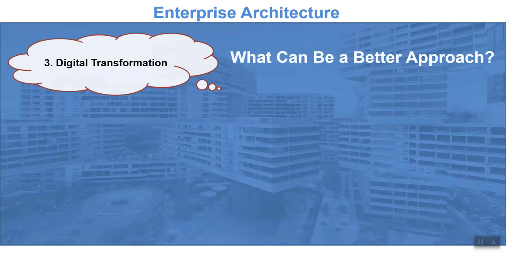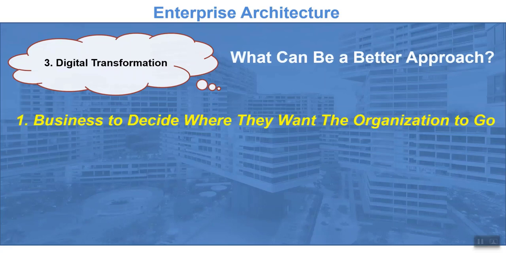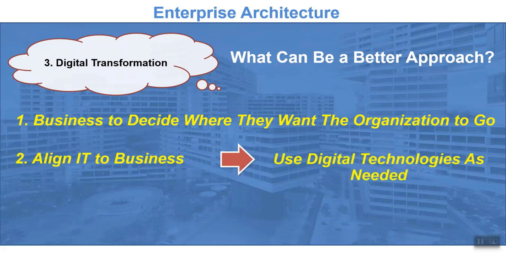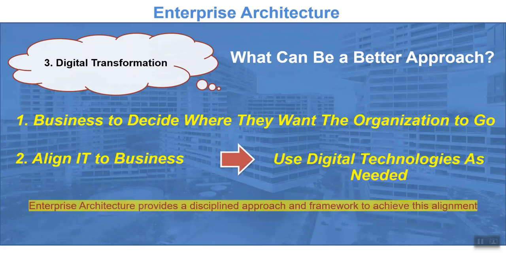Now the question here, is there a better approach to digital transformation? Well, yes. Ideally, management should decide where they want the organization to go first at the business level, and then IT should align to the business goals and directions given by the organization manager. Then IT can decide which digital technologies to use to achieve the required transformation. Now for this process, enterprise architecture helps a lot because it defines a well-structured, disciplined approach and framework to achieve the IT alignment to business.